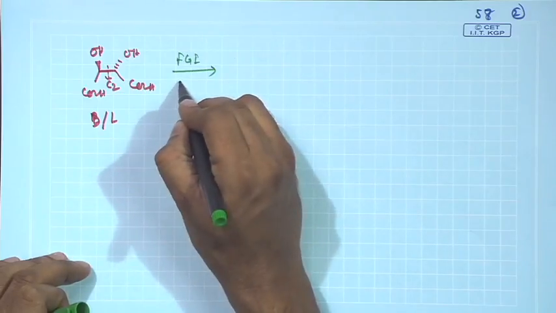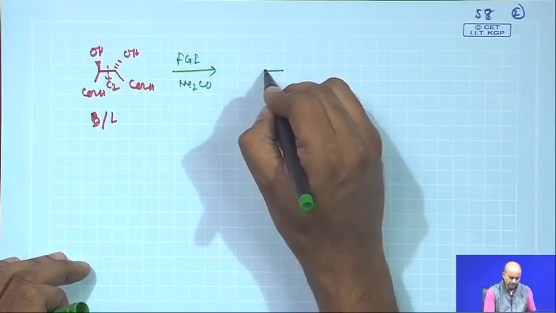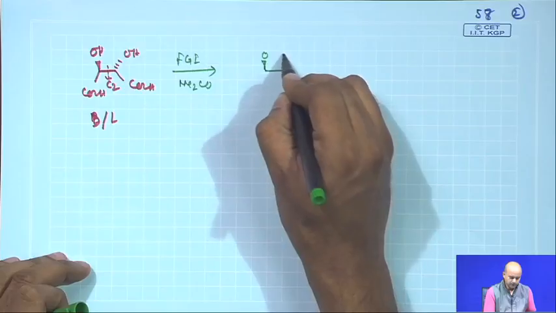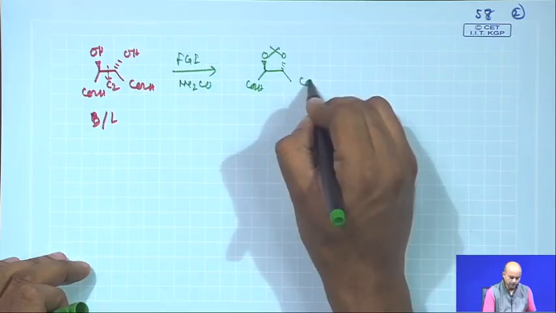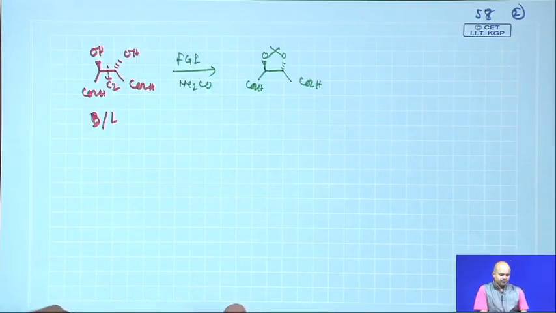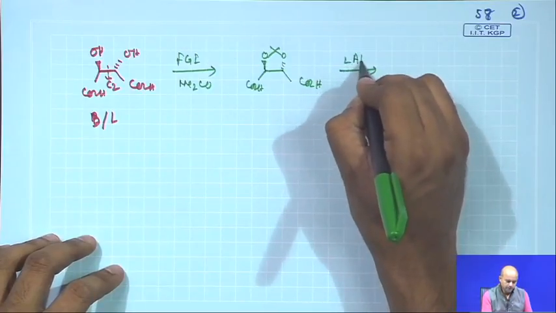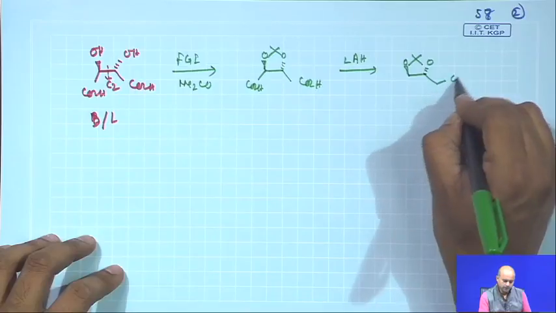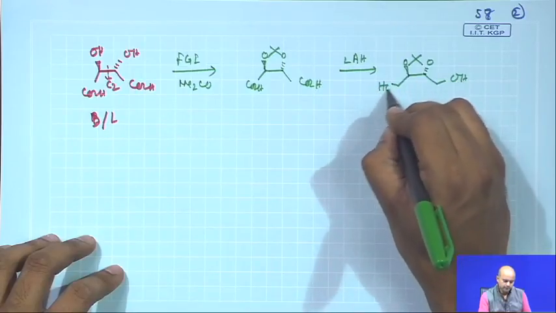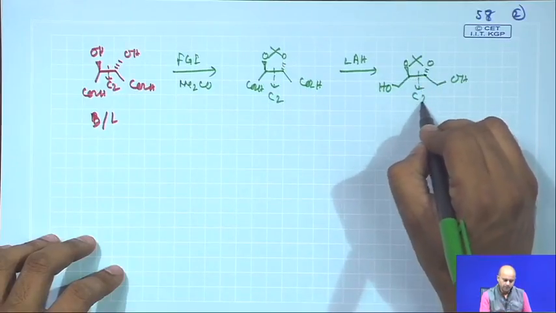Now I say I will reflux this compound with acetone, so this will give you the acetonide-protected compound. Now I am saying that I will put in excess lithium aluminum hydride here. So both these carboxylic acids will be converted to CH2OH. C2 remains here, the symmetry element remains.